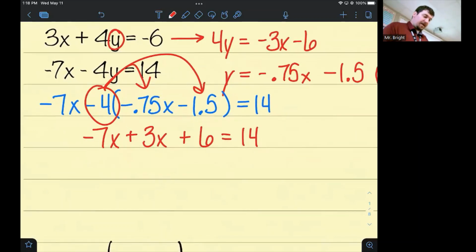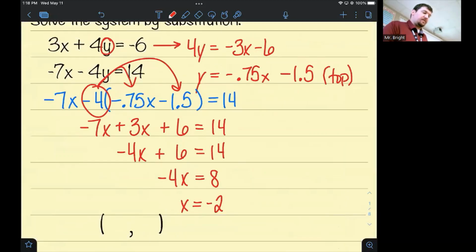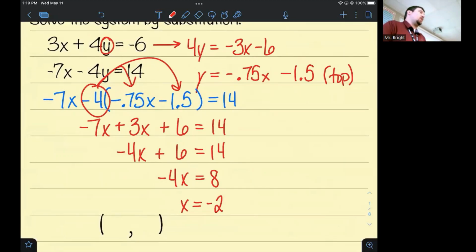I'm going to combine my like terms. Negative 4x is what I should get when I combine the negative 7 and the positive 3. Subtract 6 from both sides to get negative 4x equals 8. Divide by negative 4 to get x equals negative 2. Remember, substitution, all the work is front loaded, meaning you're going to spend more effort finding that first variable and then not near as much effort finding the last variable.